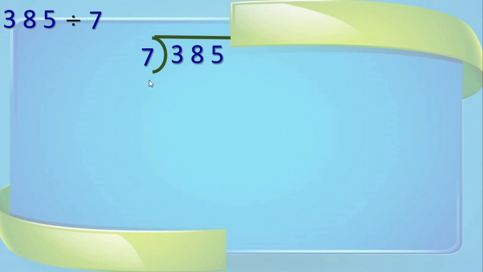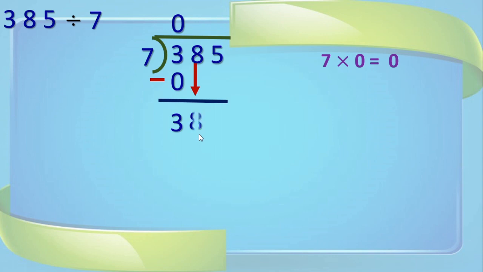Now see here, we will divide this. Again here 3 is smaller. So what will we do? We will multiply 7 by 0 times. 7 zeros are 0. Now 3 minus 0 is equal to 3. Now we can take 8 down, right? Because this is the second step. So we will take this 8 down. Now it became 38. Okay. We can now divide 38 by 7.